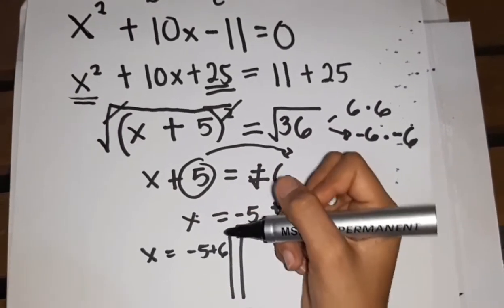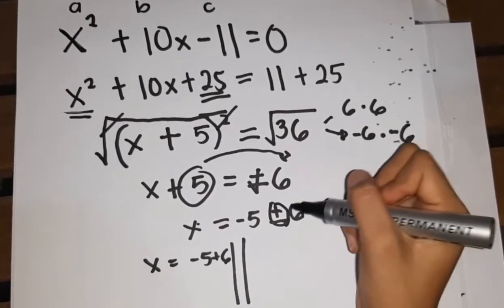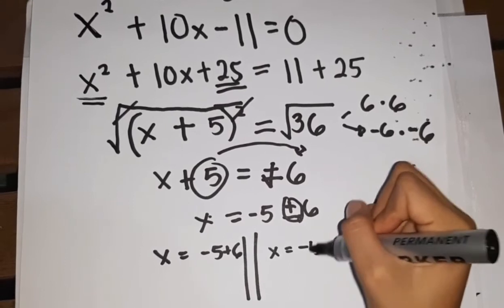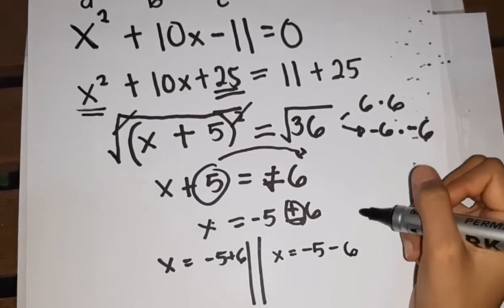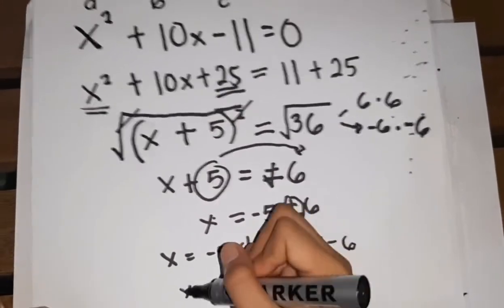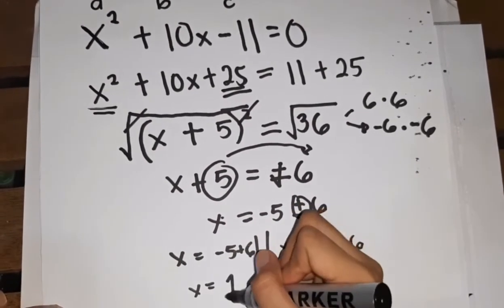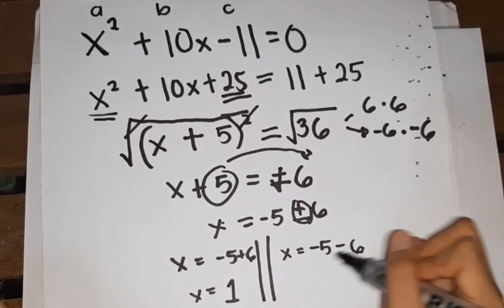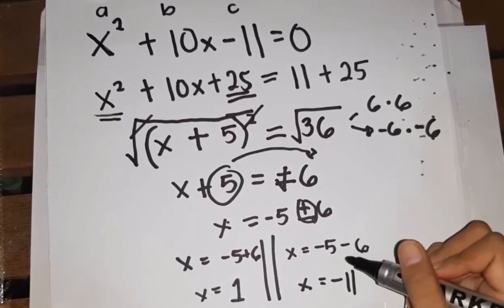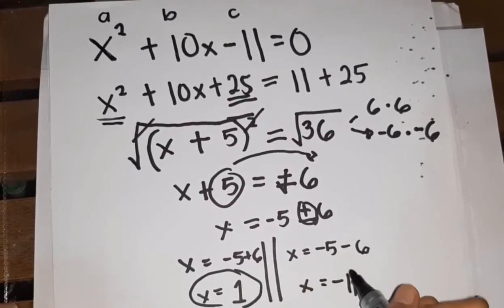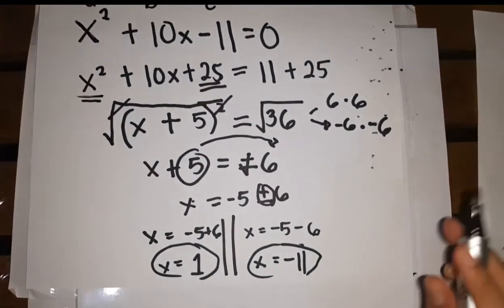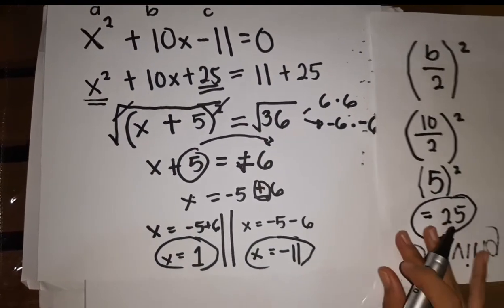So x equals negative 5 plus 6 again. We're just separating these two signs. x is equal to negative 5 and negative 6. We separate the positive 6 here and negative 6 on this side. Then x equals negative 5 plus 6, that will give you positive 1, and here negative 5 plus negative 6, that will give you negative 11. So our answer is 1 and negative 11.